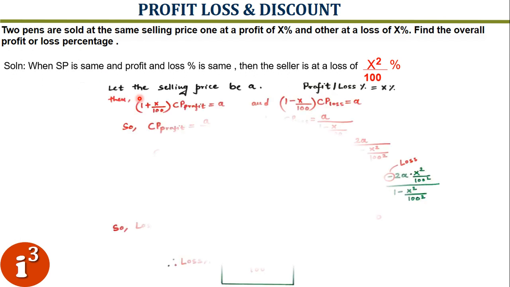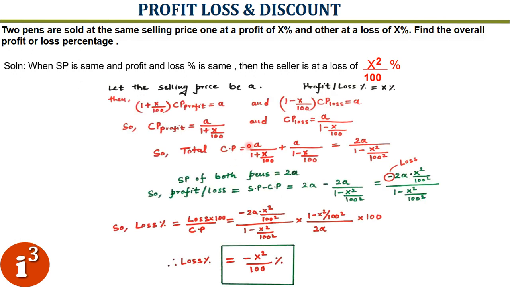In this derivation, don't go by the length of the derivation. If you solve it, you will also understand, and it will help you to solve many other questions. So let the selling price of each pen be A. The selling price is A, and the profit and loss percentage are given to be X%. Now you need to find the cost price of the two pens, one in which there was profit, and one in which you have incurred loss.